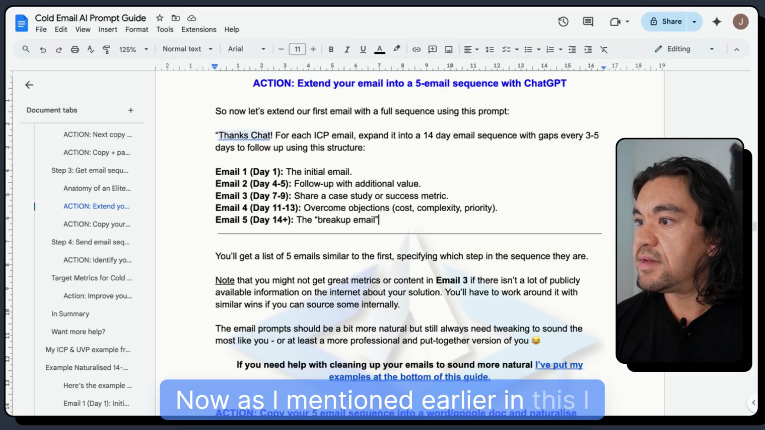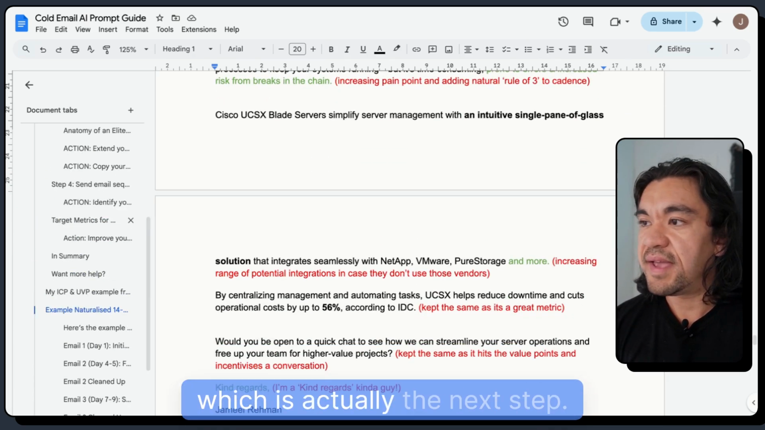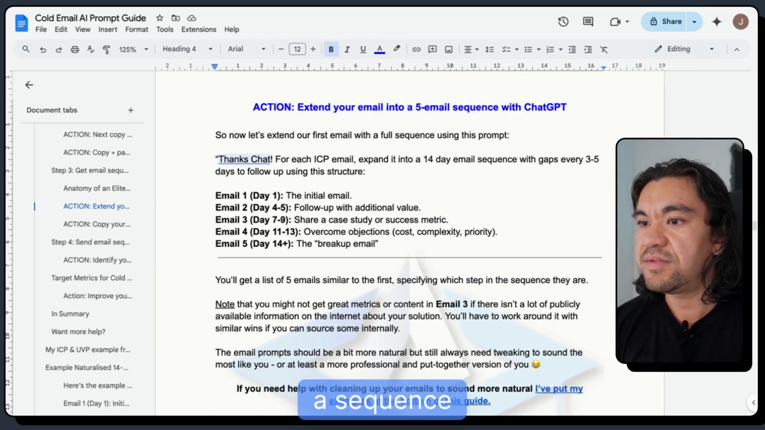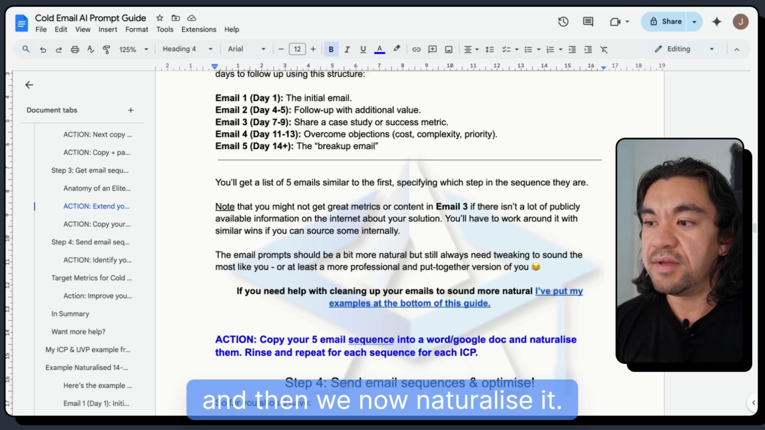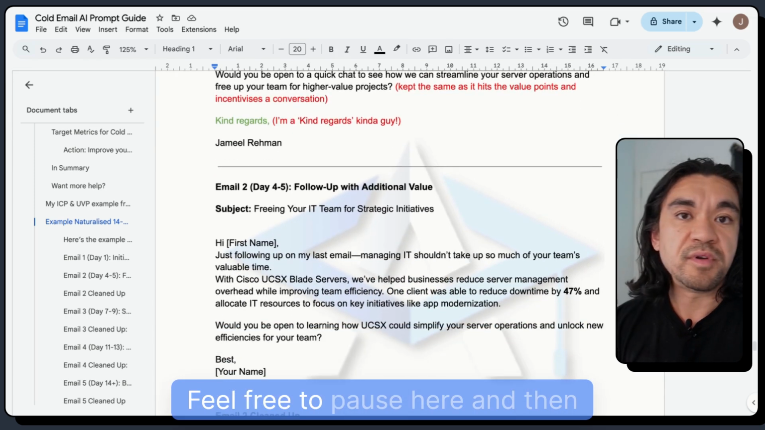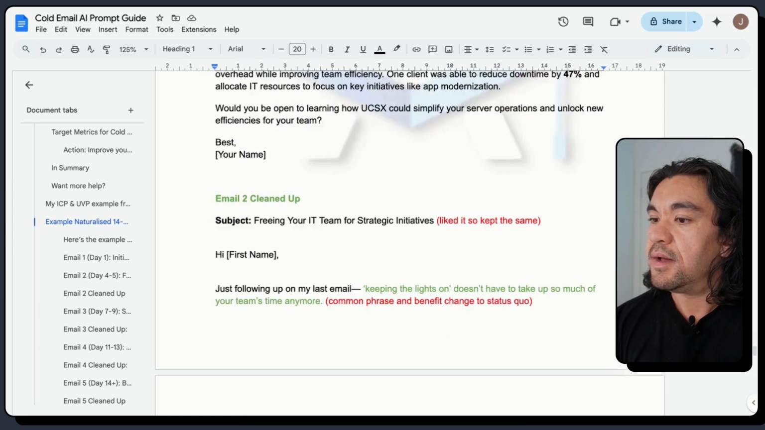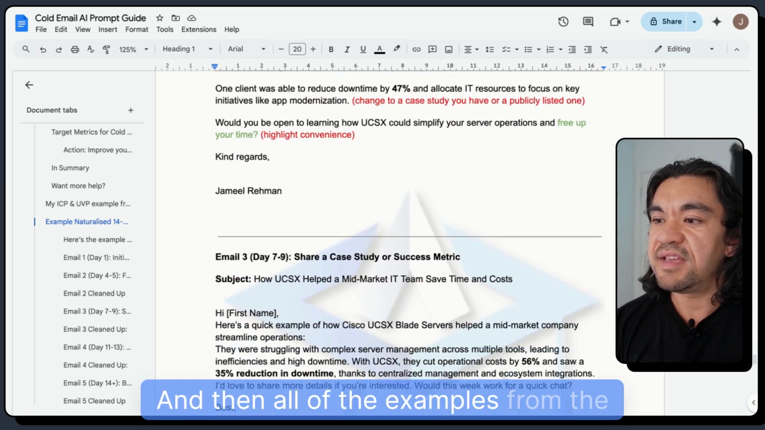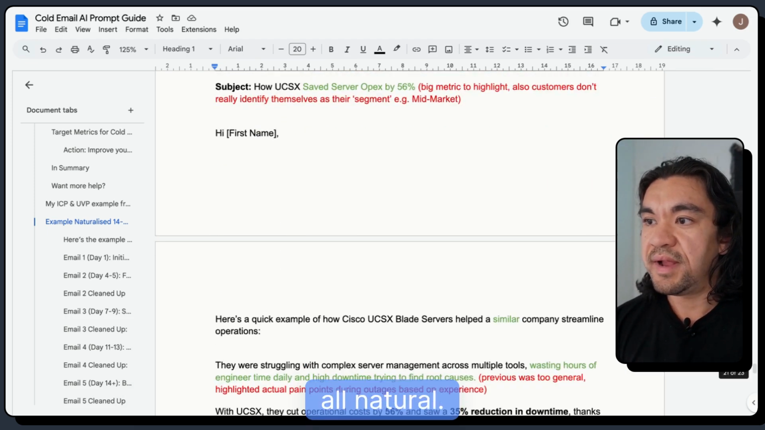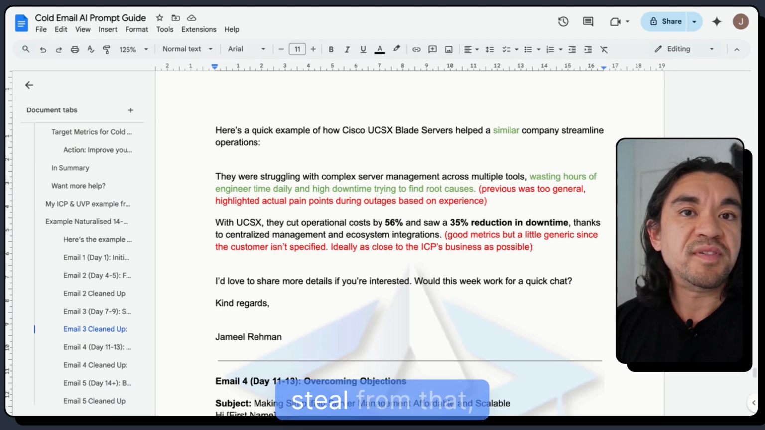Now, as I mentioned earlier, I actually put that here and corrected all of that, which is the next step. Okay, so you get the email extended into a sequence, and then we now naturalize it, which is what we've done over here. So I've already gone through that example. Feel free to pause here and clean up your emails in a separate Word doc or Google Doc, whatever you like. All of the examples from the actual outputs from this prompt are all here, all natural. And I've just put my changes and my justifications. Steal from that, borrow from that as much as you like.